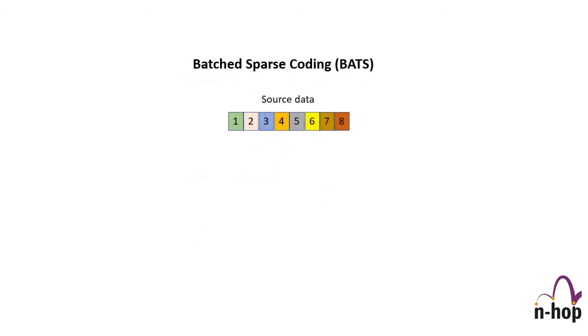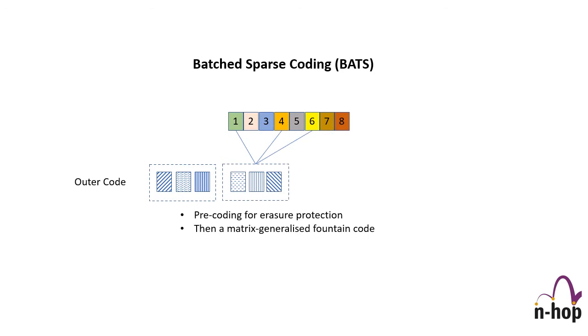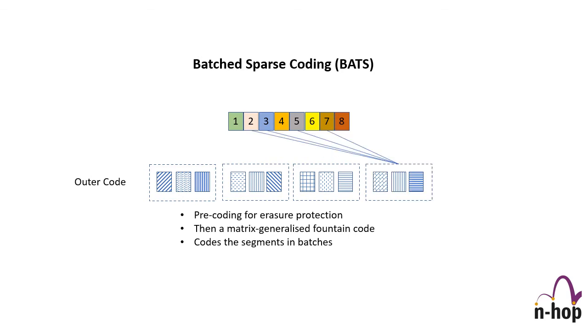First, there is an outer code, and then an inner code. The outer code begins by pre-coding the data segments to provide erasure protection, after which a matrix-generalized fountain code encodes the segments into batches.